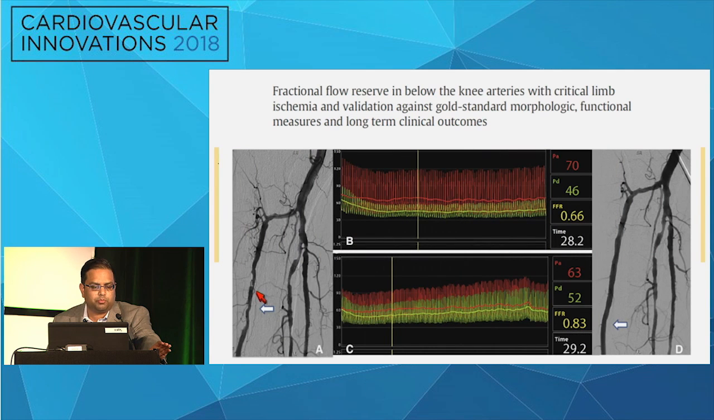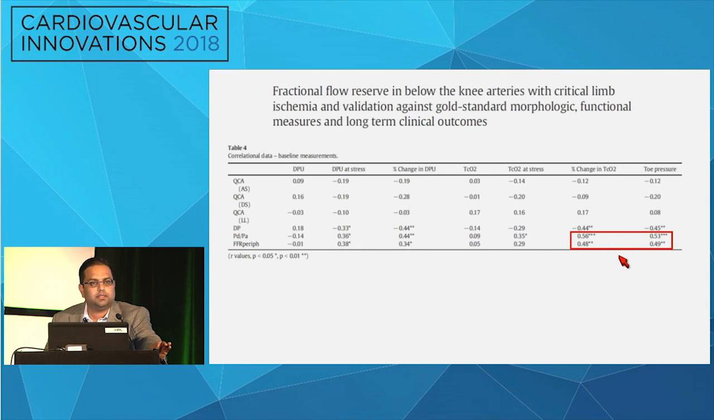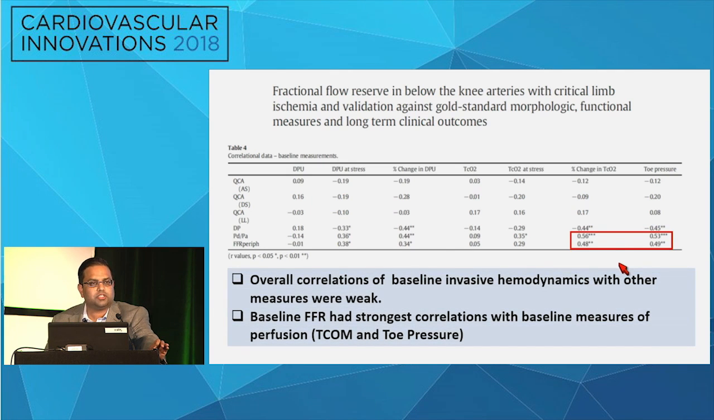An example from their report is here. Here's the anterior tibial artery, and you can see diffuse disease before, with an FFR of 0.66, and after therapy, that increases to 0.83. I want you to note here, look at their peroneal artery, which has been untouched, which is still diseased, and we'll come back to that in a second. When they correlated these invasive hemodynamic measurements with transcutaneous oximetry, toe pressures, and perfusion indices, the correlations were relatively weak. However, baseline FFR had the strongest correlation with baseline measures of perfusion, including toe pressure.